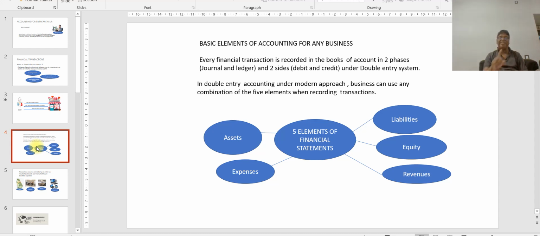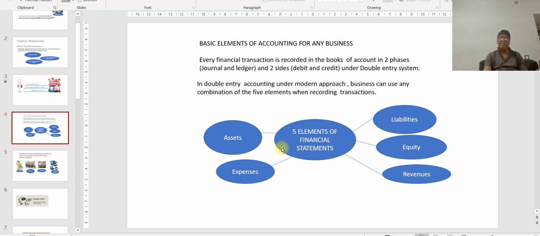So in double entry accounting under the modern approach, a business can use any combination of 5 elements when recording a transaction. These are assets, liabilities, equity, revenue, expenses. Then we should know these 5 elements.